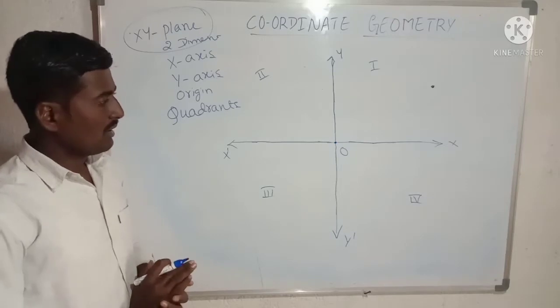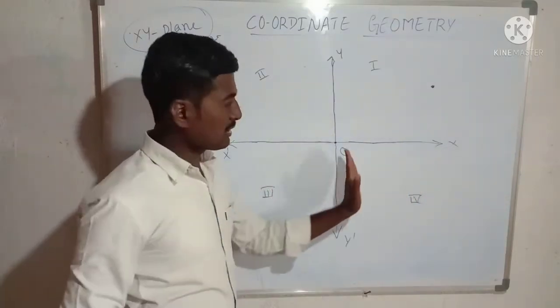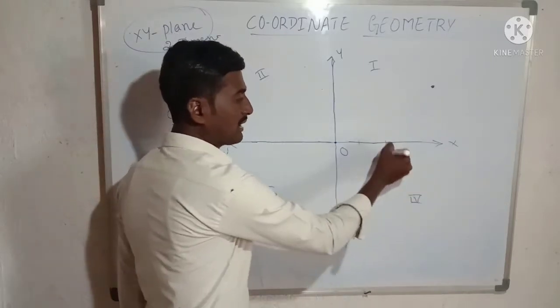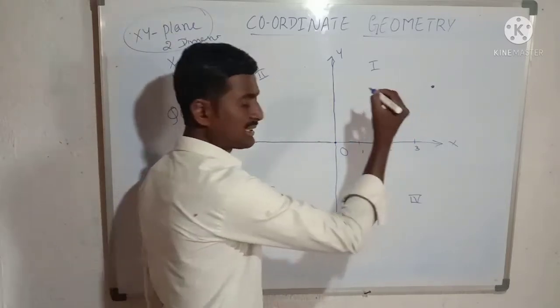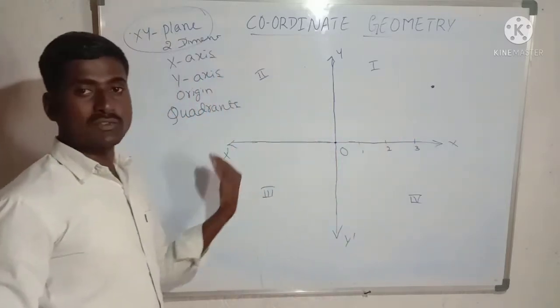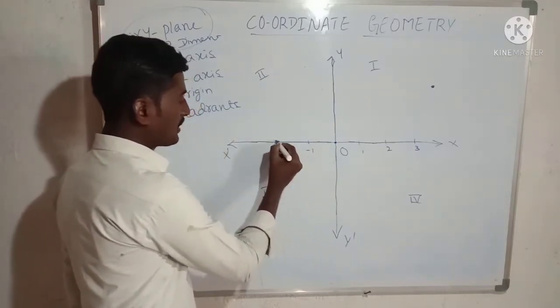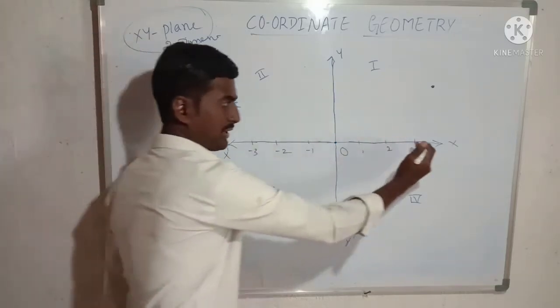Now, see, from the origin, the right side of the x-axis we can set as the positive x-axis. I have to take positive values here: +1, +2, +3 like this. The left side of the origin is called the negative x-axis, that is -1, -2, -3, -4 and so on. Here also you can extend it.